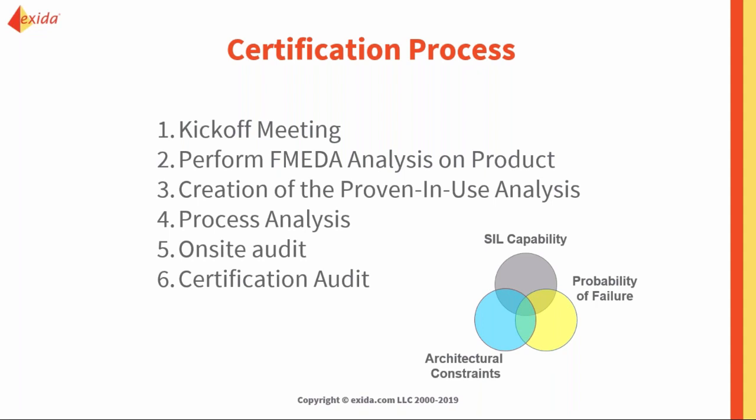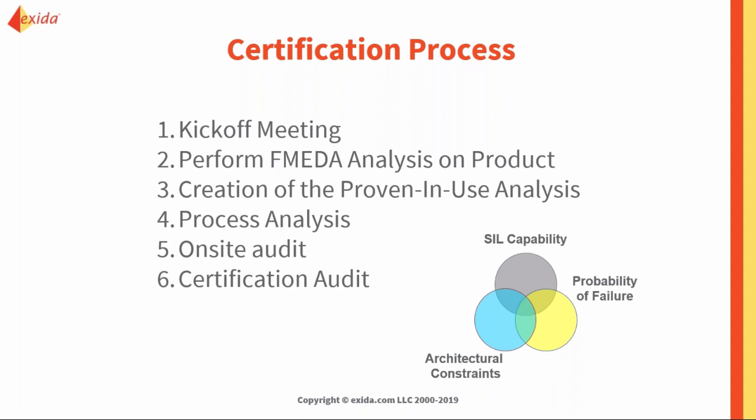Then we perform that FMEDA, that failure mode effects and diagnostic analysis of a product. That FMEDA will give us our failure rates for each device individually. So those failure rates not only go into the PFD average portion of the 3 barriers, but it also gives us information if it's going to be 2H or 1H for the architectural constraints of the product.